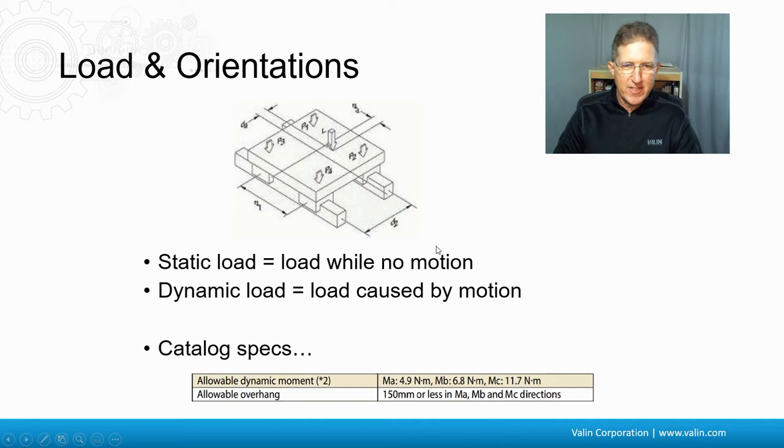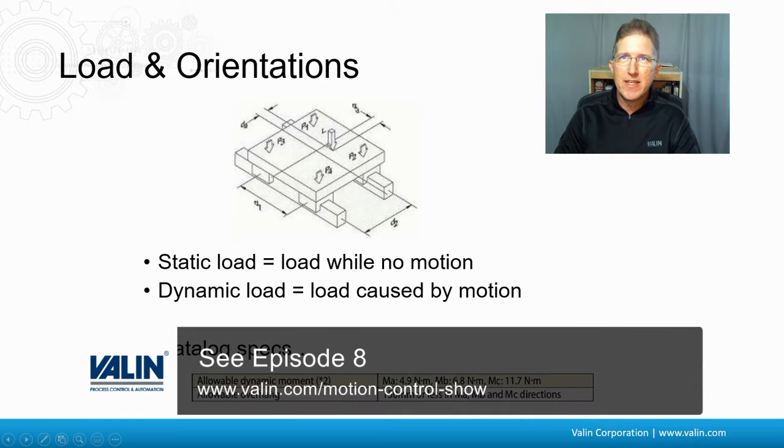And so, for example, here are some catalog specs from one manufacturer, and it talks about moment A, moment B, moment C, and those could be X, Y, Z for that matter. And it talks about the allowable overhang. So this is just an example that one manufacturer will, actually all of the stage manufacturers will give you some sort of dynamic loading. And so that's what it looks like. And again, this is all based upon the load, the bearing life curves that I talked about back in episode 8.